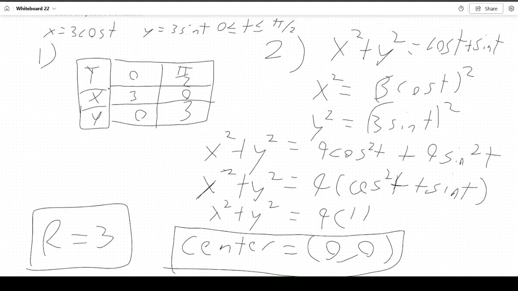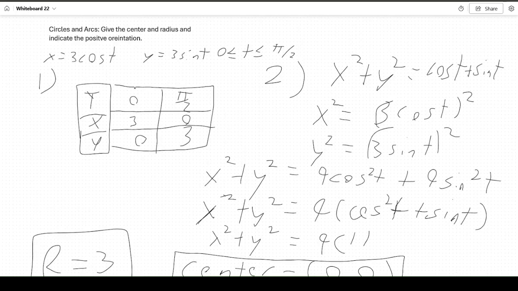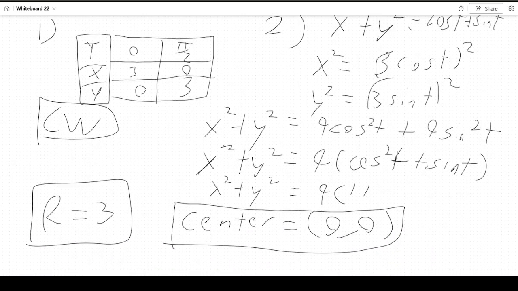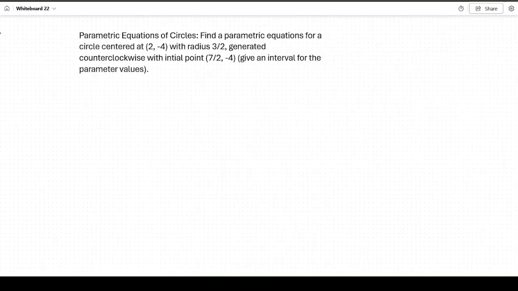Oh yeah, and when you do this, this is going in the positive orientation, and the positive orientation is going to be a clockwise direction. And that's pretty much all you need to know for this question. So let's take a look at this question.